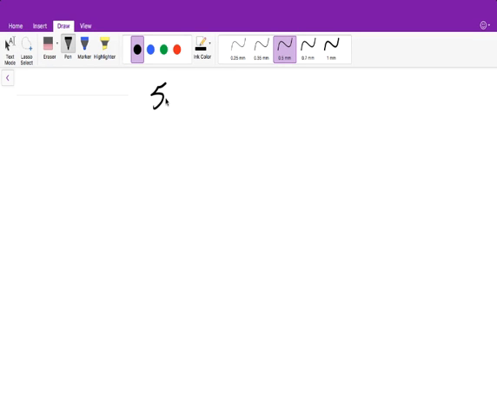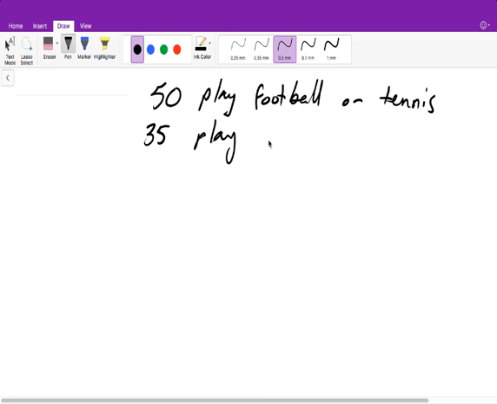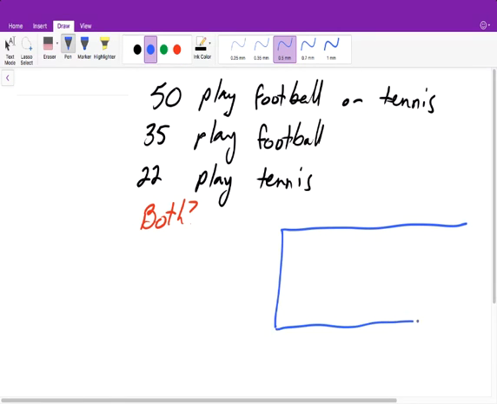So for question one, we had 50 people play football or tennis. All right, then we have that 35 people play football. And then we have that 22 play tennis. And the question that they want us to answer is how many play both? All right, so something like this could show up on your test. So we need to draw our Venn diagram.